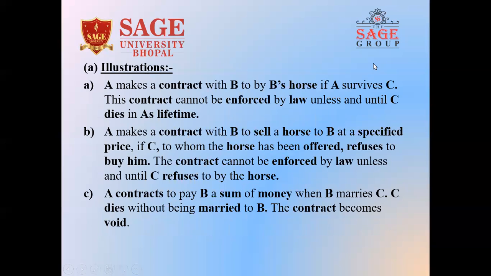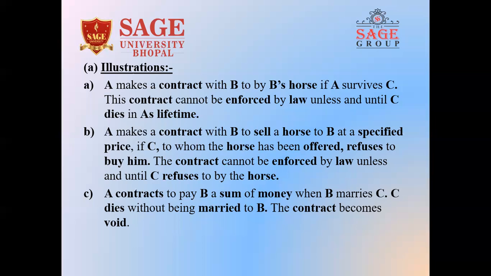Illustrations. A makes a contract with B to buy B's horse if A survives C. This contract can't be enforced by law unless and until C dies in A's lifetime. There is another example: A makes a contract with B to sell a horse to B at a specified price. If C, to whom the horse has been offered, refuses to buy him, the contract can't be enforced by law unless and until C refuses to buy the horse.